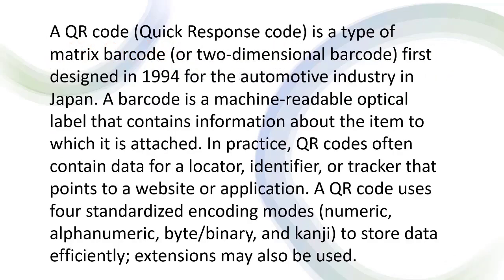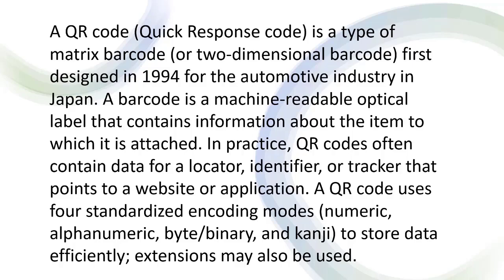A QR code, or quick response code, is a type of matrix barcode or two-dimensional barcode, first designed in 1994 for the automotive industry in Japan. A barcode is a machine-readable optical label that contains information about the item to which it's attached. In practice, QR codes often contain data for a locator, identifier, or a tracker that points to a website or an application.